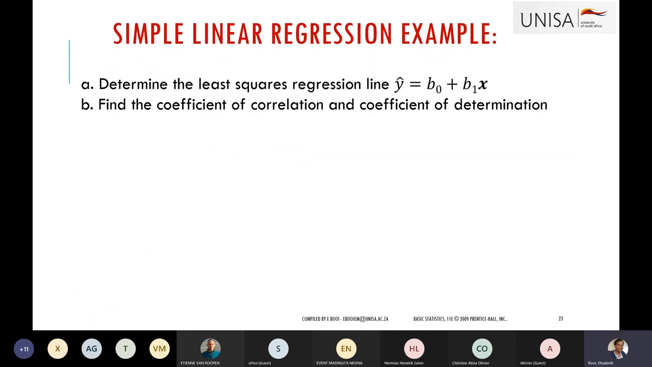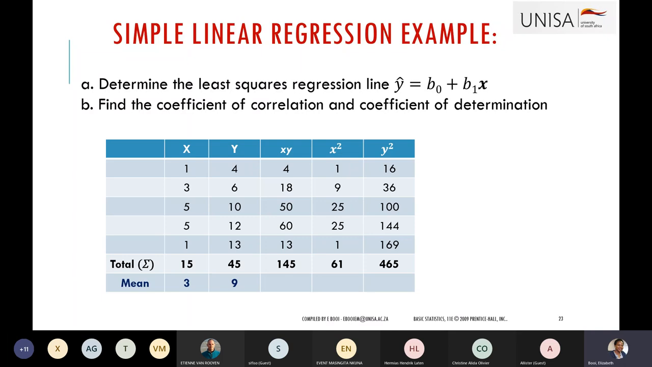Okay, so let's calculate manually now. If we have a question that says, from the same information that we had, we need to calculate the least squares regression line, which is your regression line, Y hat equals B0 plus B1X. And we also need to find the coefficient of correlation and the coefficient of determination, if those were the questions asked. Remember, our data was given to us, our X and Y data.